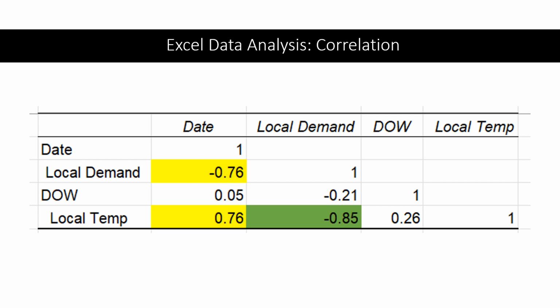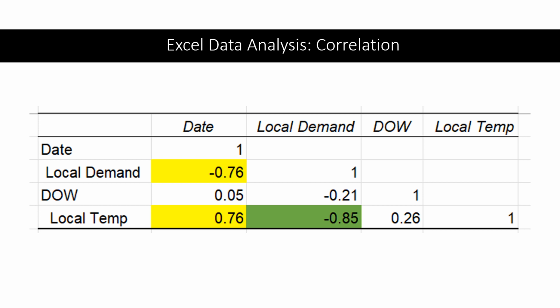We detect a negative minus 0.85 significant correlation between demand and temperature. The lower the temperature, the higher the natural gas demand. This is what we would expect. We see no significant correlation, minus 0.21, between day of the week and demand. No significant differences on weekends, for instance.